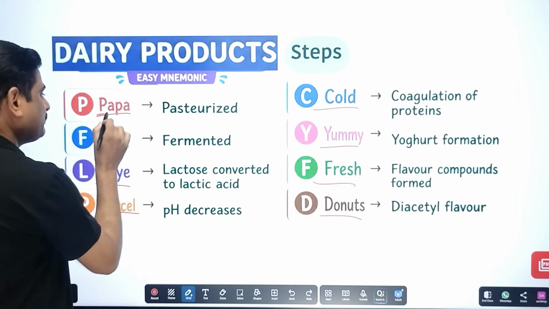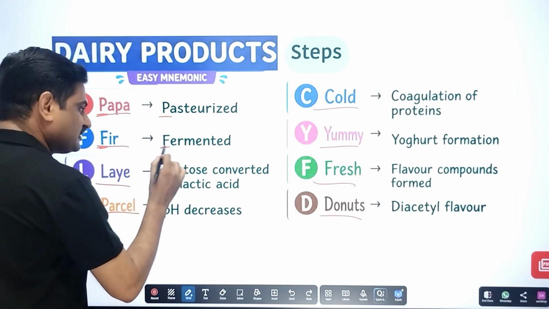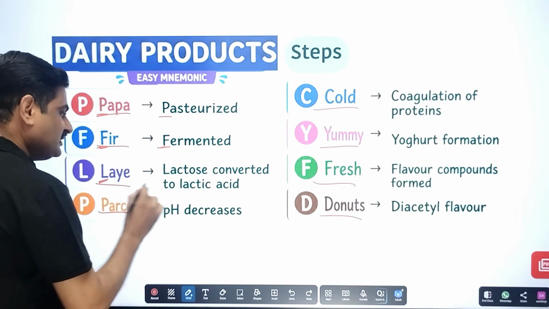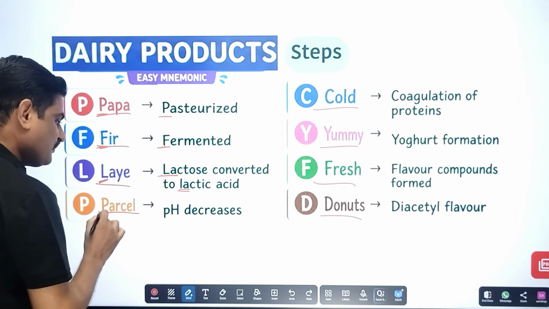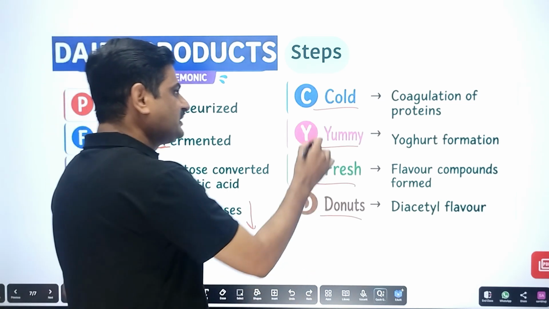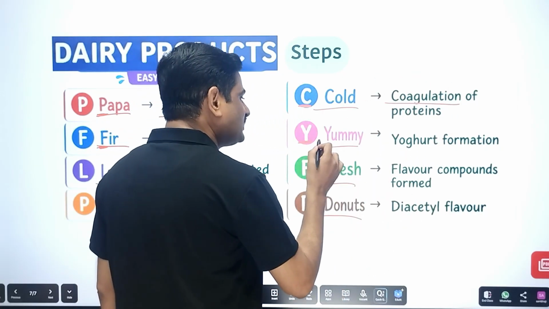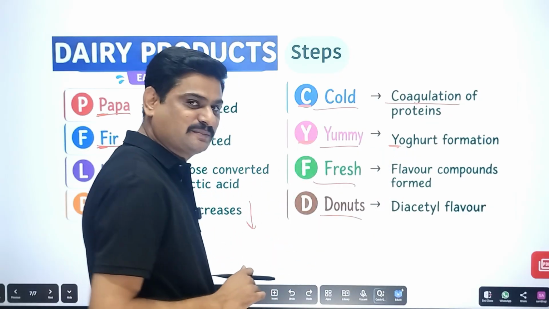What does it represent? P for pasteurization. First pasteurization, second we have to start F for fermentation. In fermentation what is happening? L for lactose sugar is converted into lactic acid. P for pH of milk decreases. Once pH of milk decreases, C for coagulation of protein will take place, because of which Y for yummy, Me for yogurt. Yogurt formation will take place.